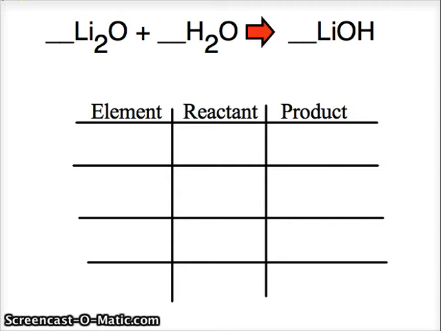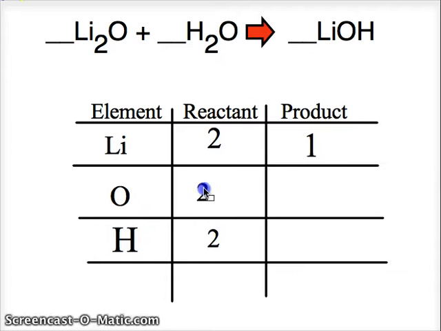In this problem, you have lithium, oxygen, and hydrogen. Lithium starts with 2 reactant, oxygen starts with 1, hydrogen starts with 2, lithium ends with 1. Oh, you know what? I'm sorry. Oxygen also started with 2, but notice they're separated, 1 here and 1 here, both still on the reactant side. Products are all 1.